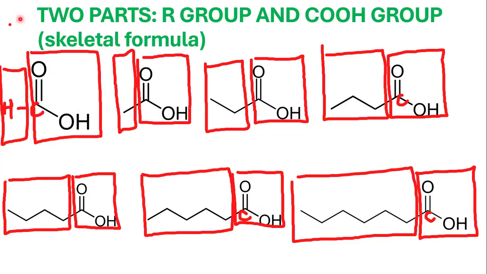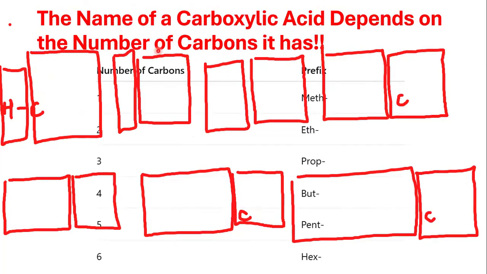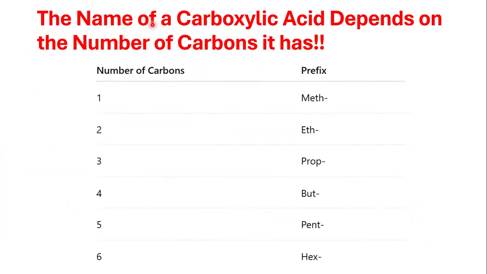What else is very important in naming? Well, in naming your carboxylic acid, it's also important to know that the name of a carboxylic acid depends on the number of carbons it has. If it has one carbon, then it's going to have the prefix meth. If it has two carbons, then it's going to have the prefix eth. If it has three carbons, then it's going to be prop.